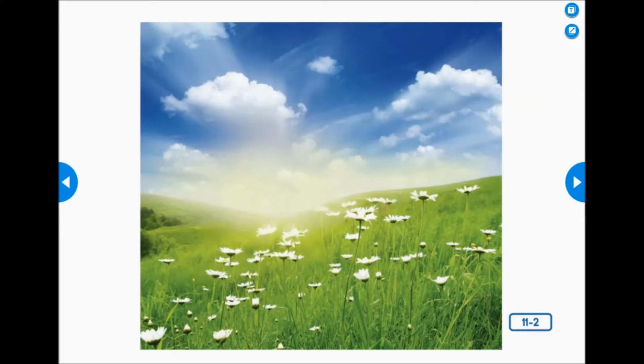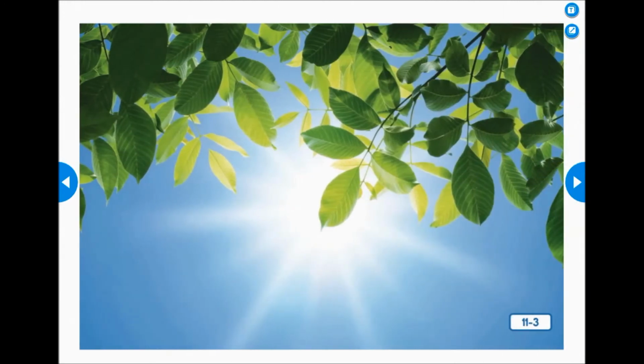This is a picture of sunlight shining on plants. Sunlight is one of the plant's basic needs. Do you remember which part of the plant collects sunlight? Good job. Our leaves collect the sunlight.